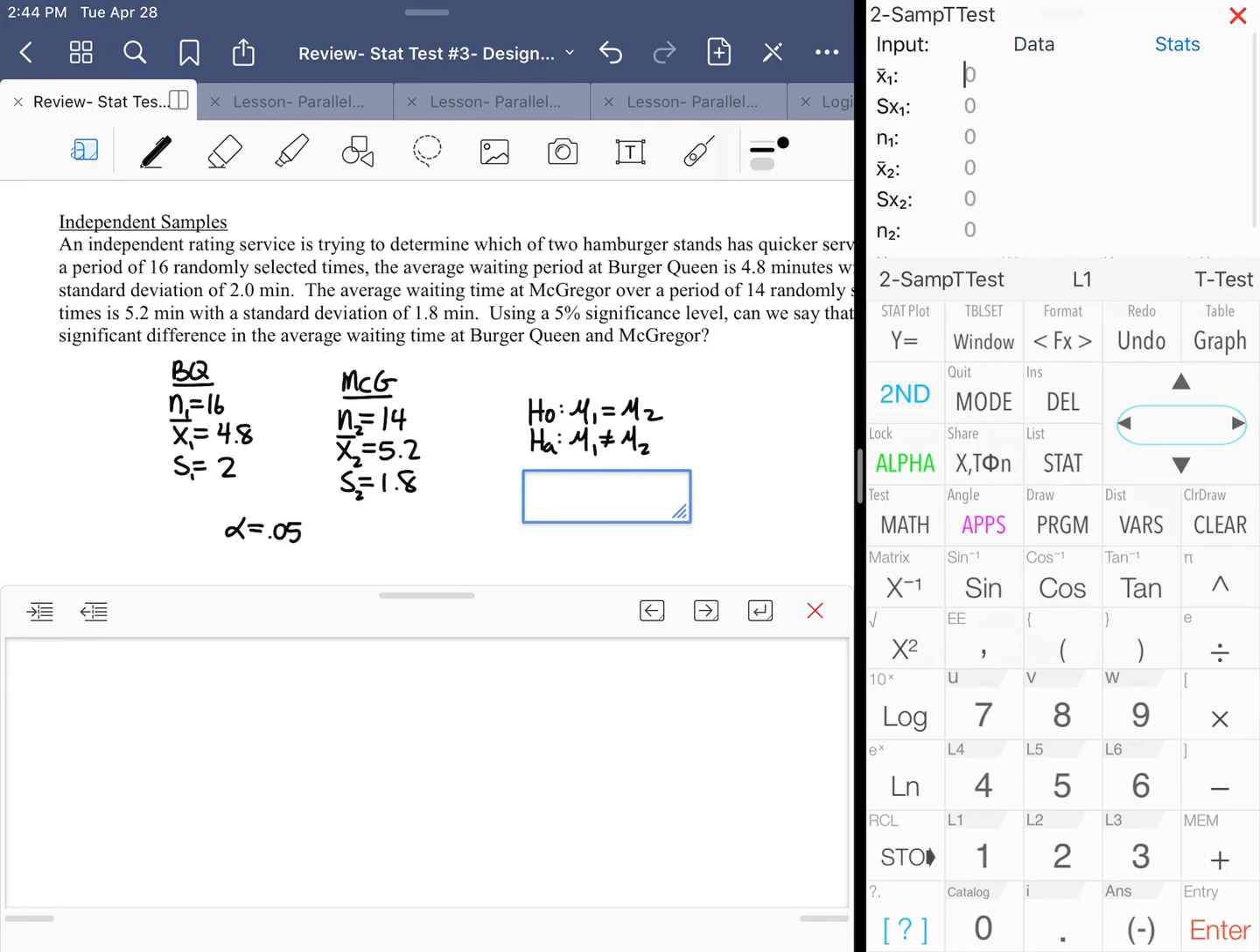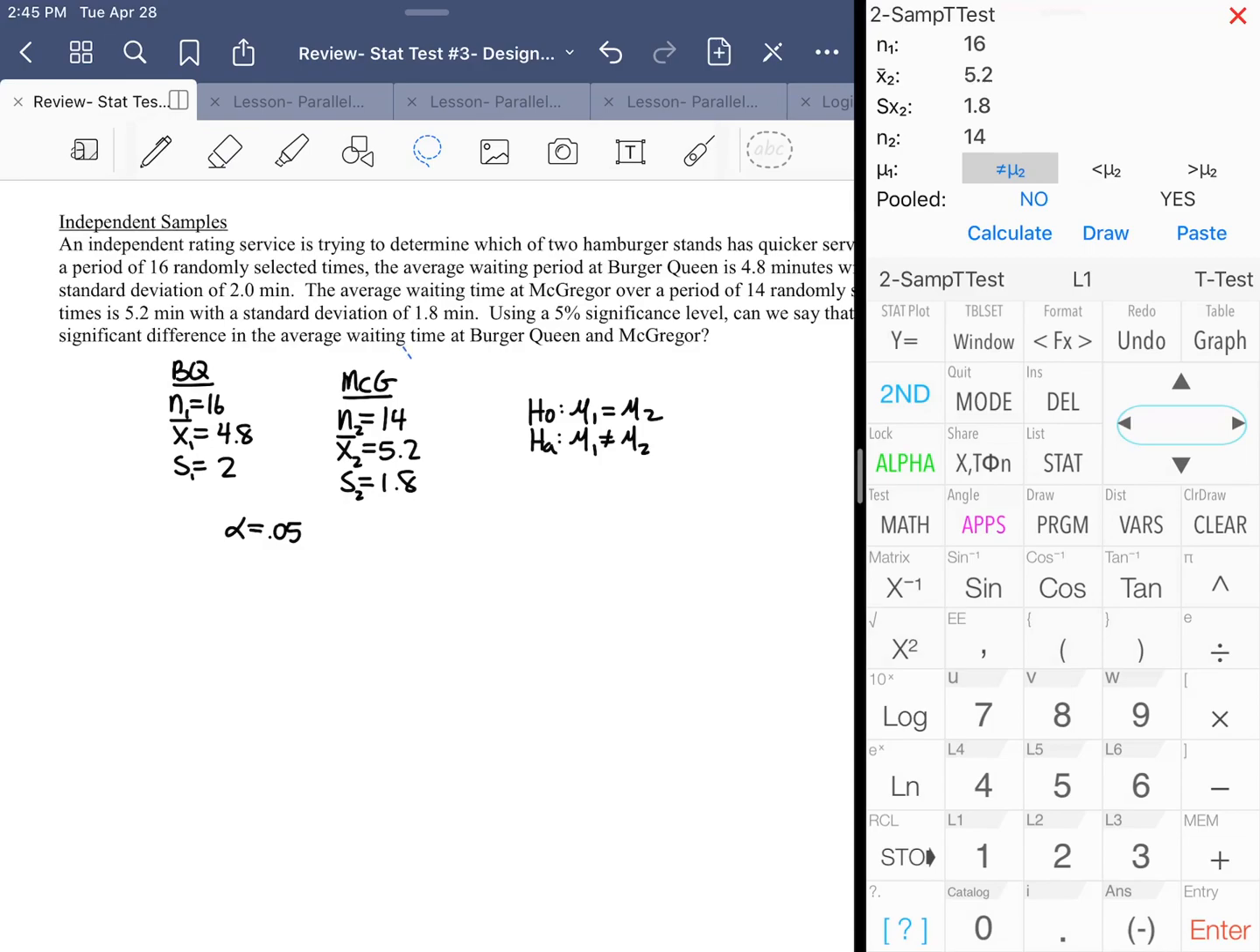Stat, test, we're looking for the two sample t-test. So that's option 4. We're not working with data right now, we're working with summary statistics. So I'm going to hit stats, right arrow to stats. I'm going to type in the 4.8, 2 and 16, 5.2, 1.8, and 14. A not equal symbol. We keep the pooled setting to no because we can't guarantee that these waiting times are coming from distributions that have roughly the same standard deviation. Now, if we were ever going to make the assumption, it would be for a problem like this, but we don't want to take the chance.